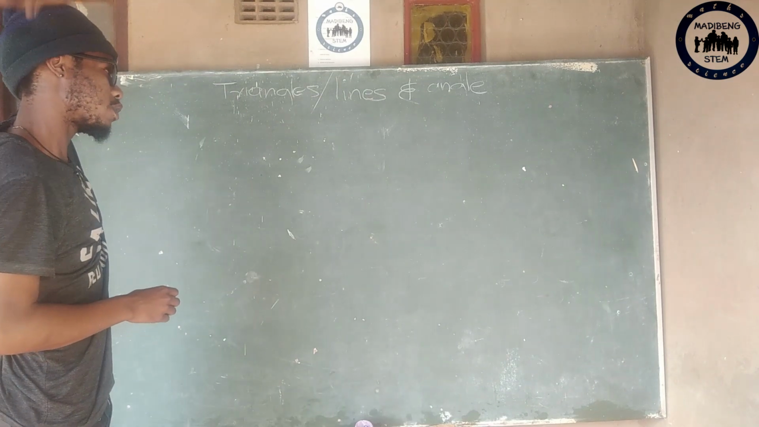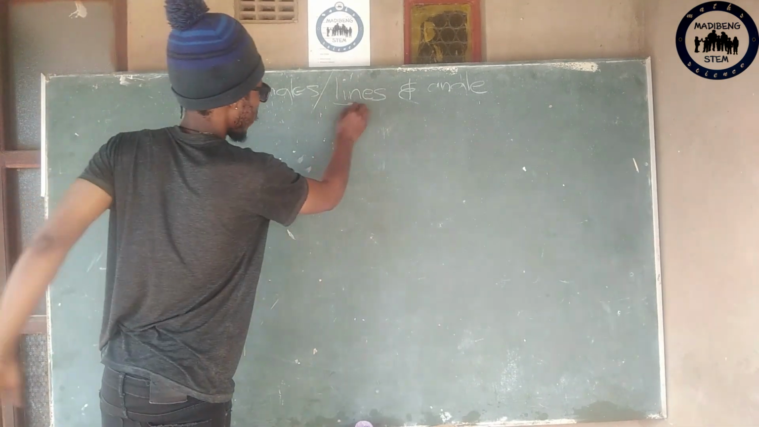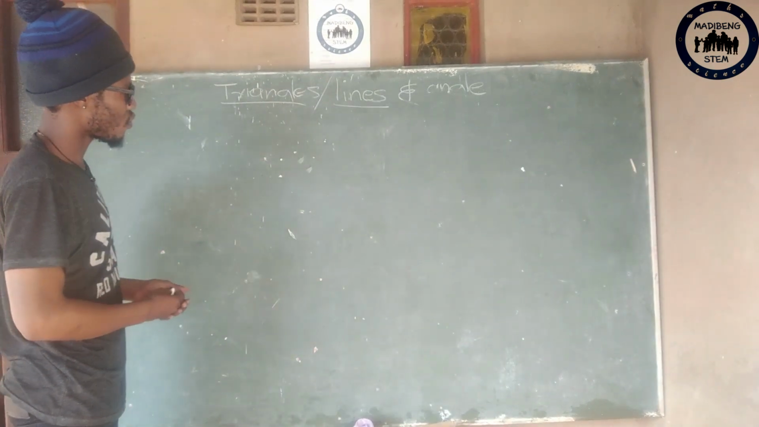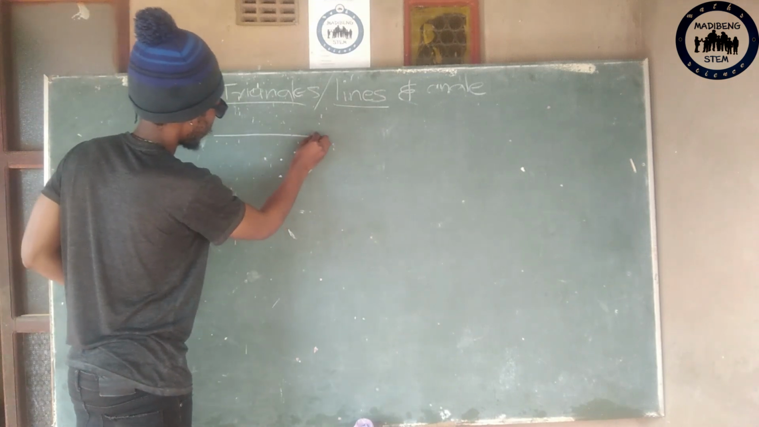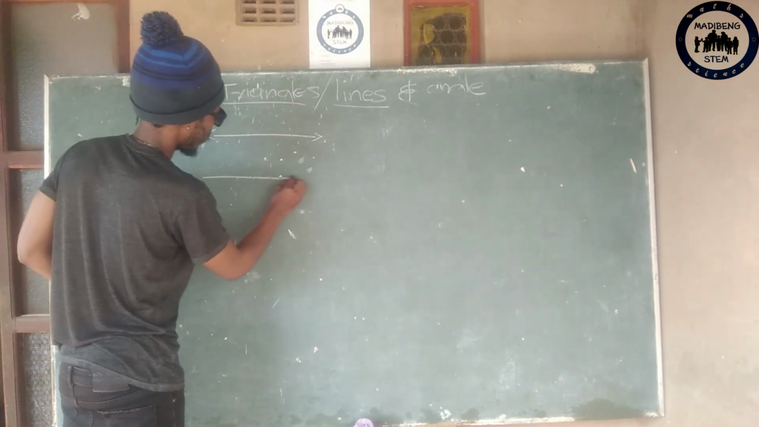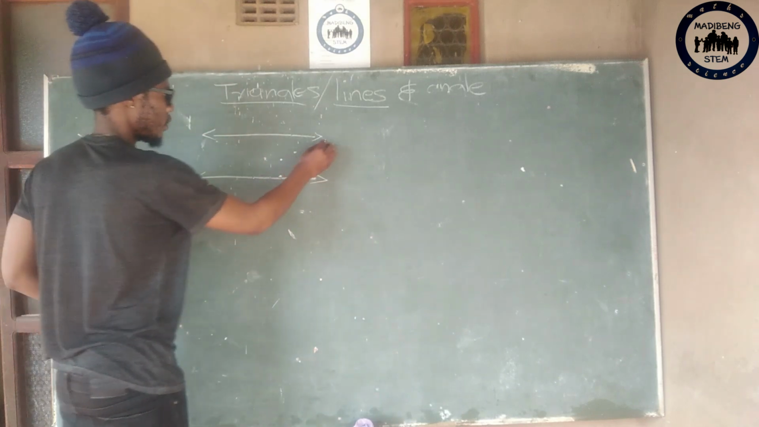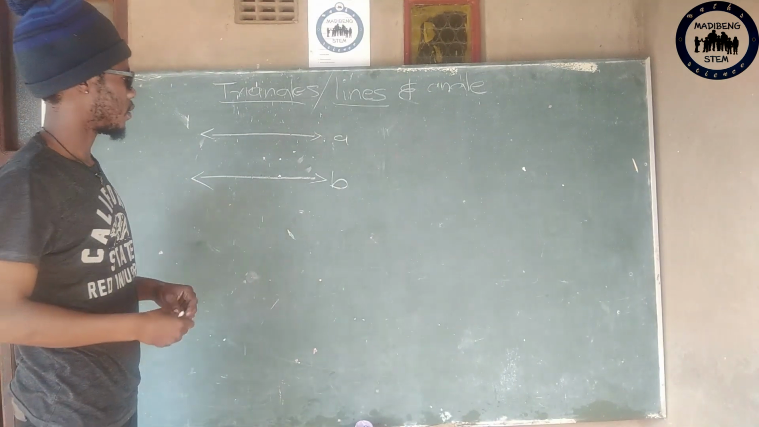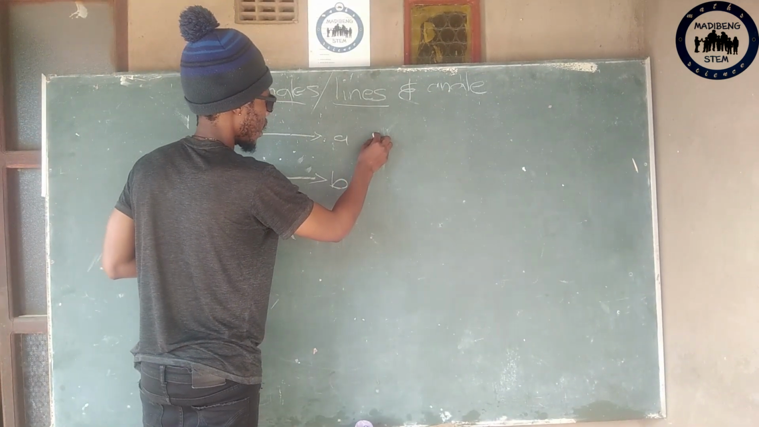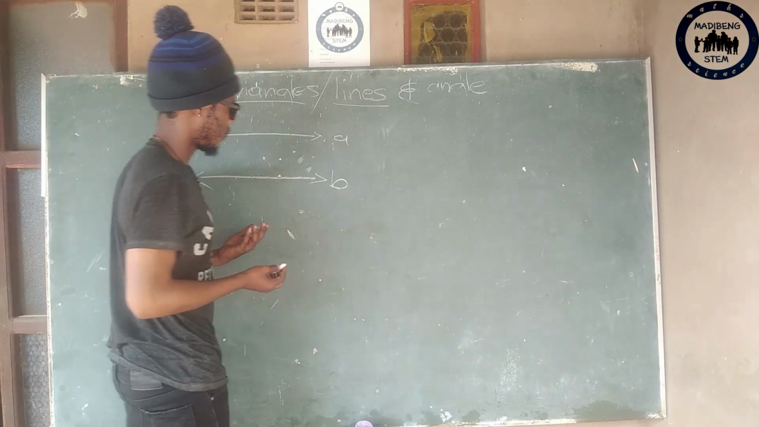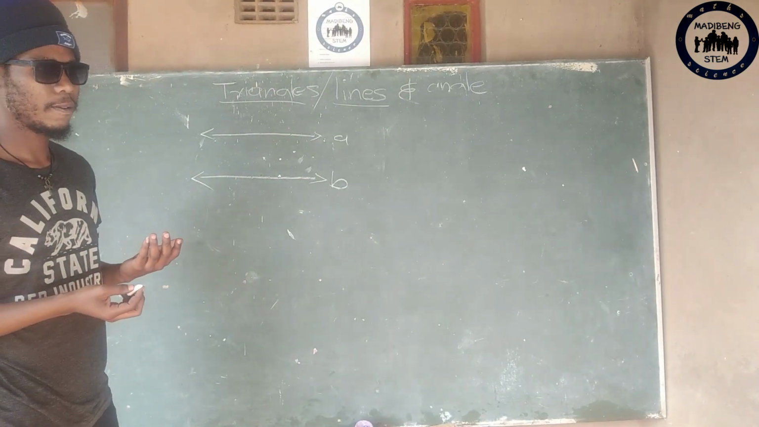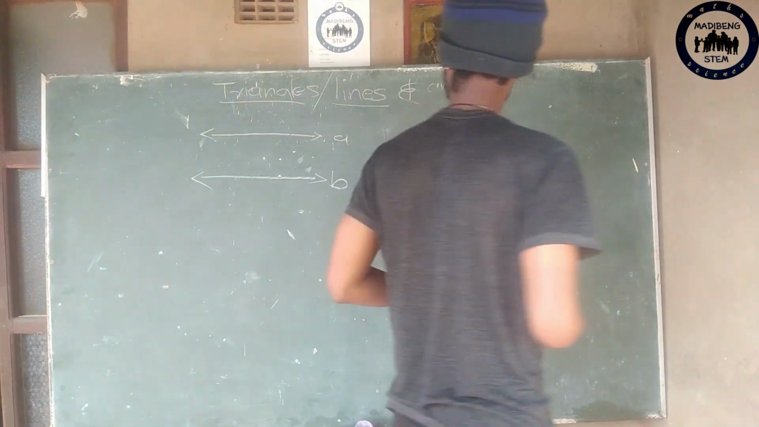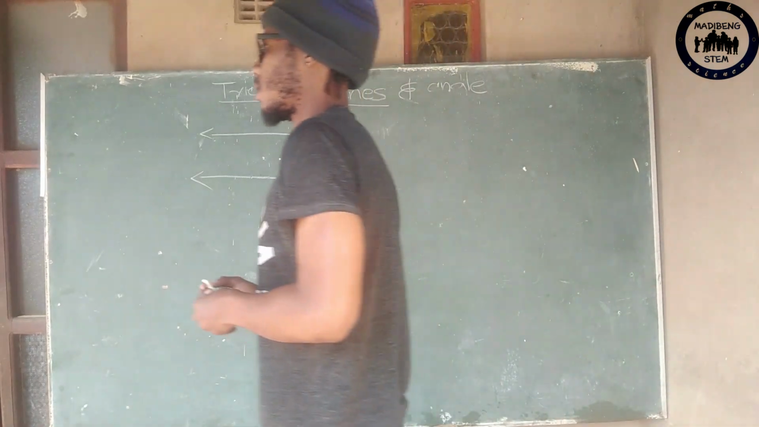We have learned about triangles. Now we're gonna learn about lines. So in this case, I will draw. What do you know about parallel lines? This is line A, line B. You know that parallel lines have an equal gradient. Yes, they have an equal gradient. So what else do you know about parallel lines?